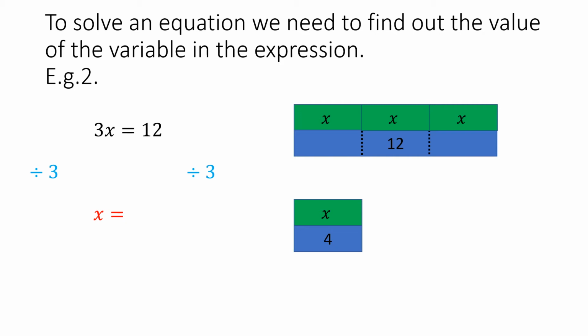So we have divided both sides of the equation by 3, and we are using our inverse operation. Here we had 3 multiplied by x, so 3 lots of x, and now we're using the inverse of multiply. We're dividing to get x on its own equal to 4.